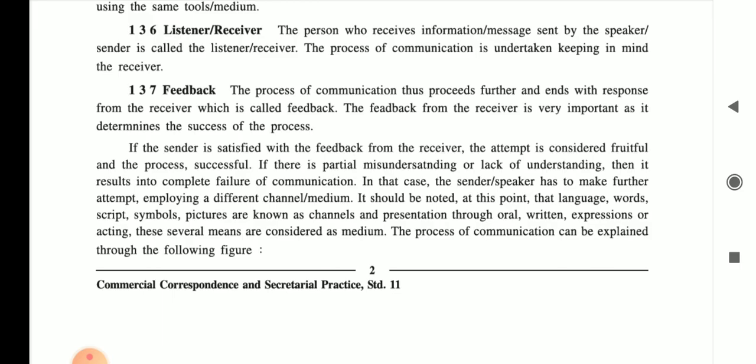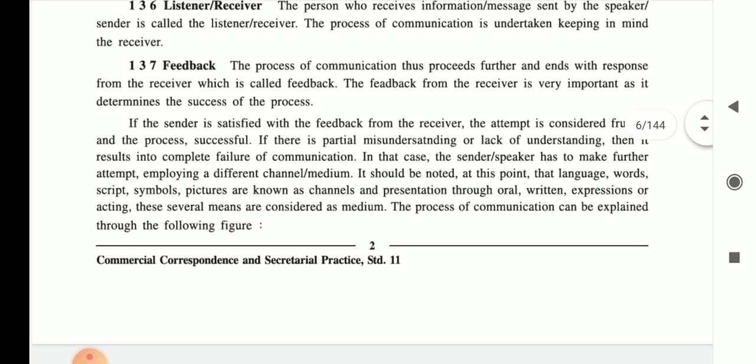See, if the sender is unable to get the feedback or the receiver only partially understands the message, at that time it is not considered successful, but it is considered a complete or partial failure. In that case, the sender or speaker has to make a further attempt employing a different channel or medium. If you are unable to get the proper feedback, at that time you have to make another effort to initiate the process with a different kind of channel as well as medium.